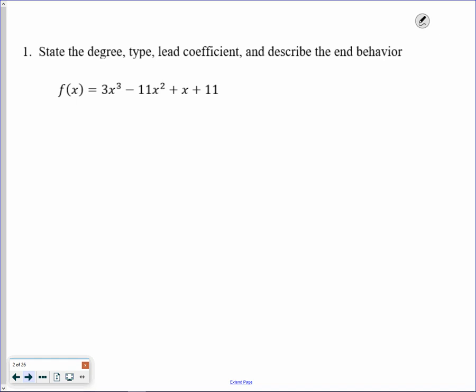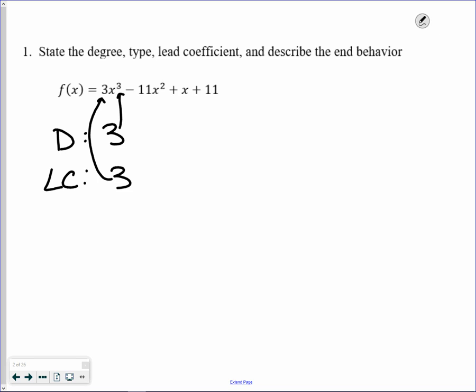The degree is always the highest variable exponent. So in this case, the degree is 3. Now, it's a bit of a trick question because the lead coefficient is also 3. The degree is the highest exponent. The lead coefficient is the number in front of that.